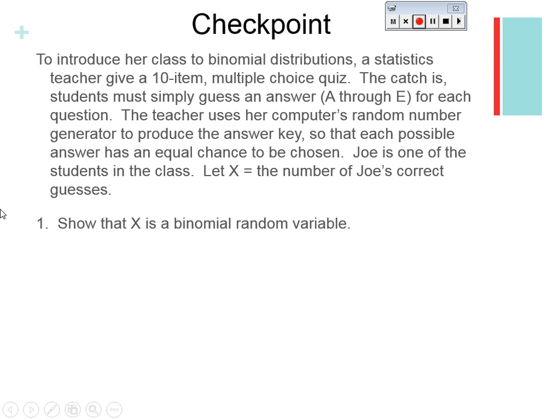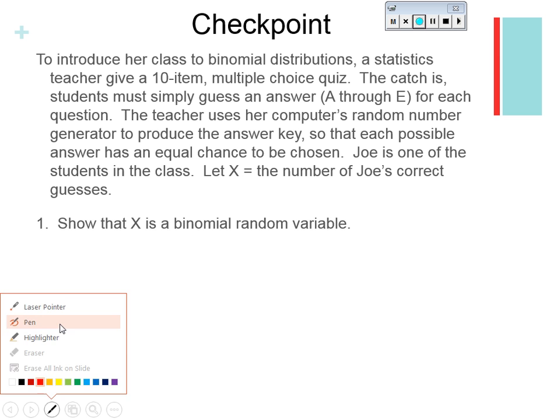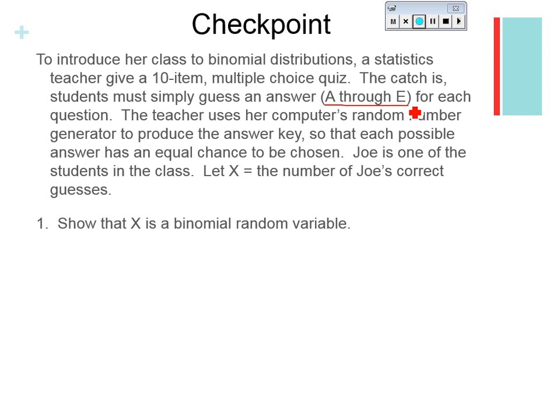So the question here says, to introduce our class to binomial distributions, a statistics teacher gives a 10-item multiple choice quiz. The catch is students must simply guess an answer for each question, A through E. So there's 5 choices to the multiple choice questions. The teacher uses her computer's random number generator to produce an answer key so that each possible answer has an equal chance to be chosen. Joe is one of the students in the class, and let X equal the number of correct guesses. So the question here first says, show that X is a binomial random variable.